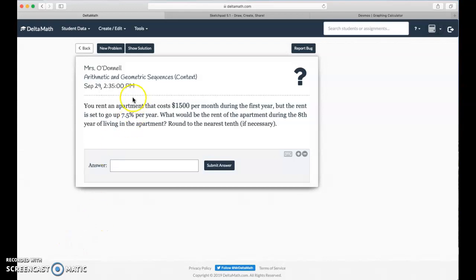All right, so our next section is arithmetic and geometric sequences in context of a problem. Our problem is you rent an apartment that costs $1,500 per month during the first year, but the rent is set to go up by 7.5% per year. What would be the rent of the apartment during the 8th year of living in the apartment? Round to the nearest tenth if necessary.